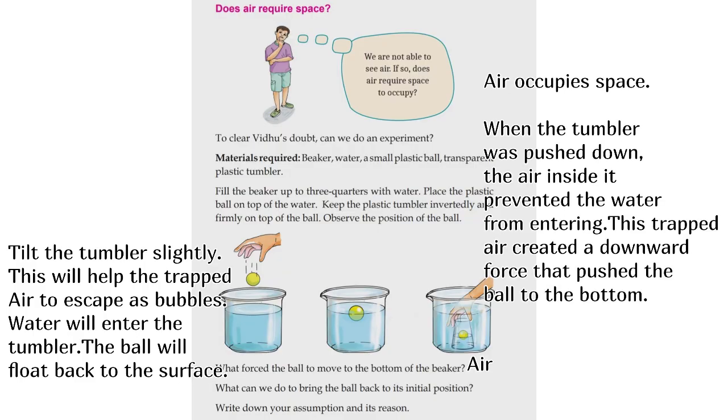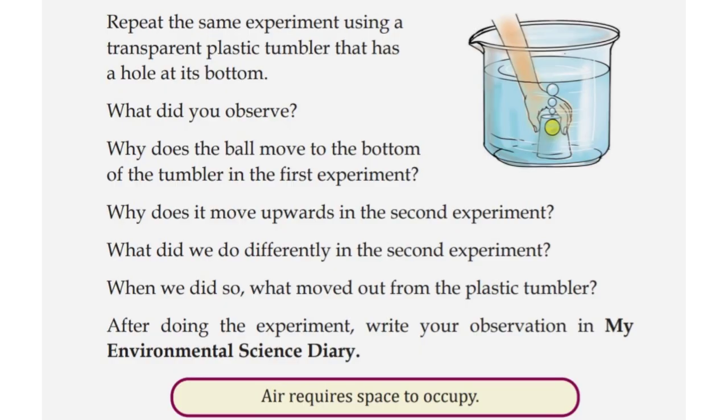Assumption: air occupies space. Reason: when the tumbler was pushed down, the air inside it prevented the water from entering. This trapped air created a downward force that pushed the ball to the bottom. Repeat the same experiment using a transparent plastic tumbler that has a hole at its bottom. What did you observe? Why does the ball move to the bottom of the tumbler in the first experiment? Why does it move upwards in the second experiment?